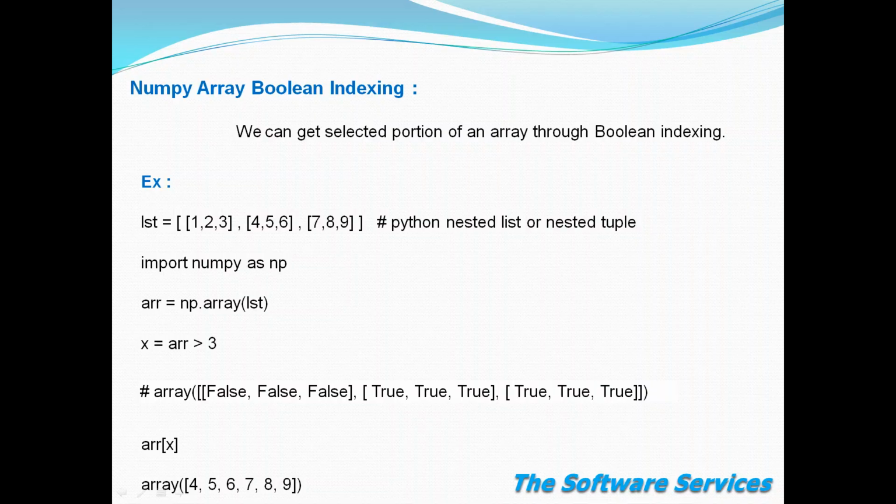Based on the true or false, how we can index an array or select the required elements of an array, we will see now. For example, the same old example we had taken here. Up to here everything is same. From this point some difference is there.